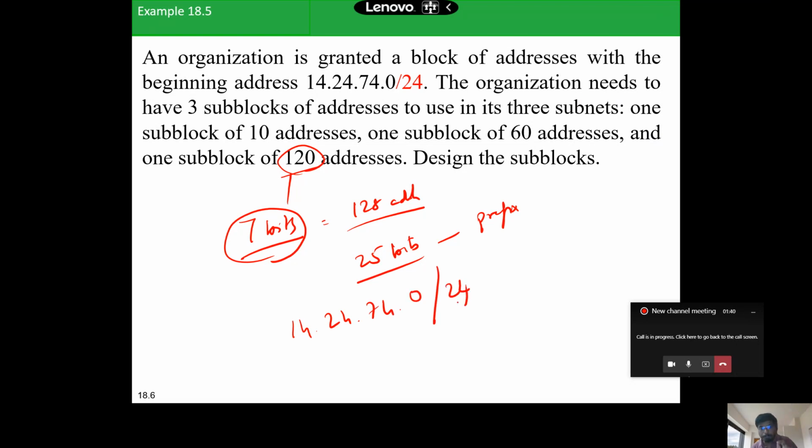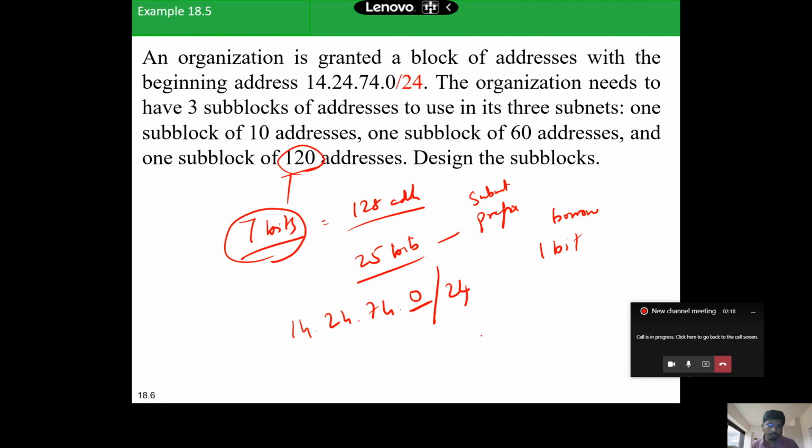14.24.74.0/24. Now how many bits do you need to borrow from the host portion so that you could grant it for your subnet 1, right? You know that your subnet prefix is going to be 25 bits, which means you have to borrow 1 bit from the host portion. The last byte goes for your host portion, right? So you're borrowing 1 bit from your host portion. What does it mean when you're borrowing 1 bit from your host portion? Ideally the second level that comes, now it becomes a /25 block.